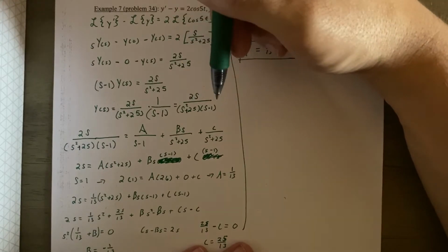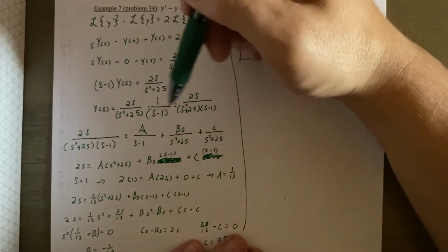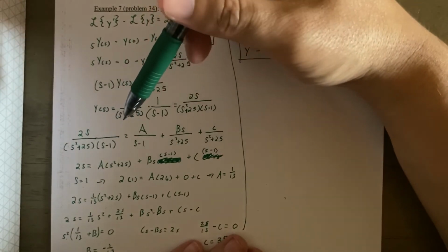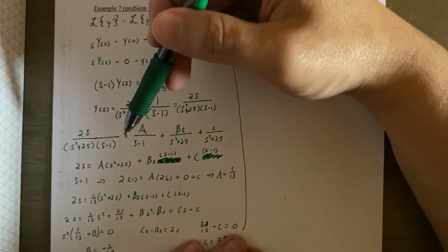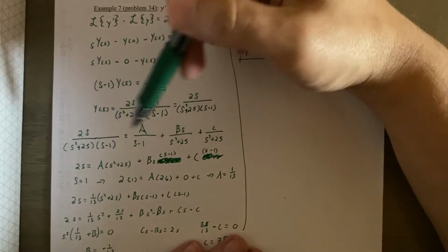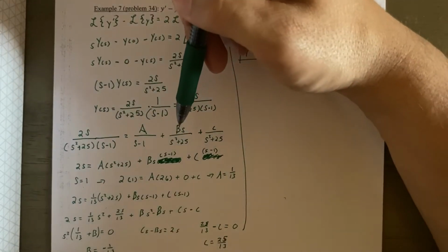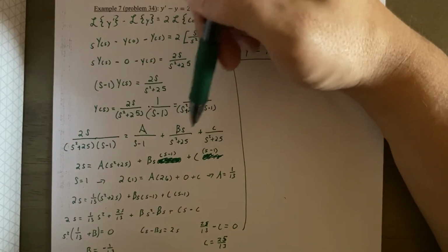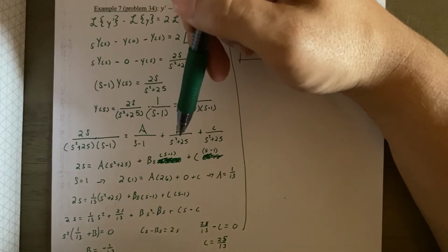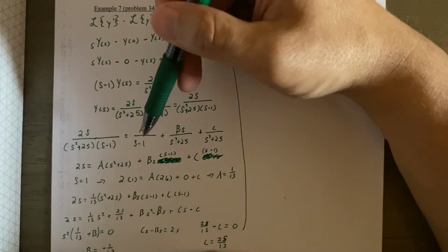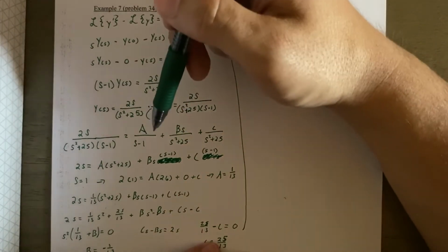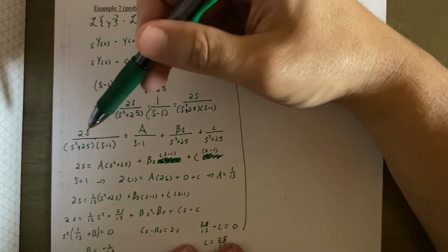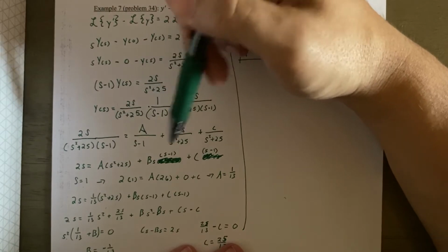This is where partial fractions comes into play again. I have 2s over s squared plus 25 times s minus 1, and that's going to be equal to the partial fractions. Because s squared plus 25 cannot be factored, it needs to be over a linear term, so it's Bs plus C over s squared plus 25. But I'm going to pull that apart so I have three separate fractions. Now, in order to get rid of the denominator, 2s is going to equal A times s squared plus 25.